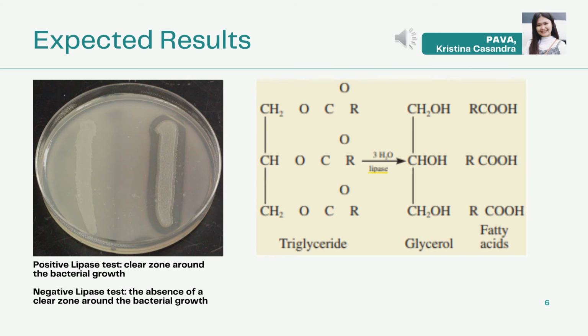In the experiment, the positive lipase test is Pseudomonas aeruginosa, which shows a clear zone around the bacterial growth. The negative lipase tests are the unknown bacterium as well as Bacillus polymyxa, where the absence of a clear zone around the bacterial growth is evident on the agar plate.